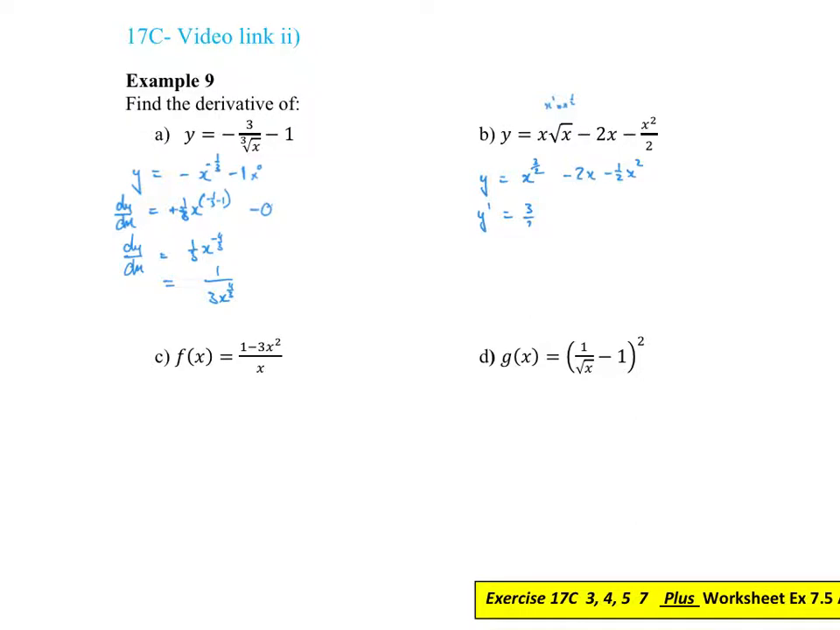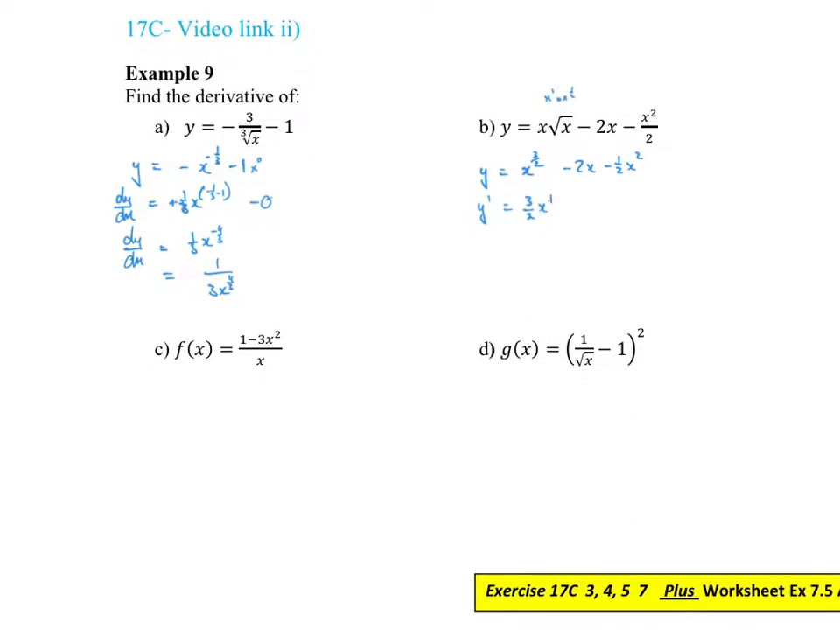Power comes out the front, take 1 from the power, 3 on 2 minus 1 is a half, minus 2x to the 0, minus 2 times a half is 1, x, take 1 from the power. So tidy up. So we might go for 3 on 2 x to the half. We might write it as the square root of x. X to the 0 is just 1 minus x.